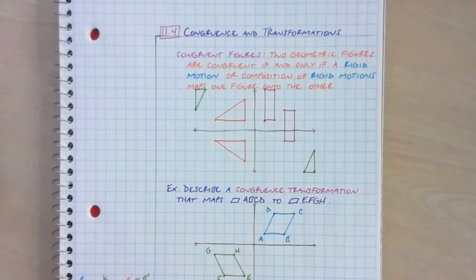All right, Chapter 11, Section 4, Congruence and Transformations. This is the culminating section here in Chapter 11 on transformations, and kind of the point as to why we even bother with these multiple transformations, namely the rigid motions in this chapter in Math 1.